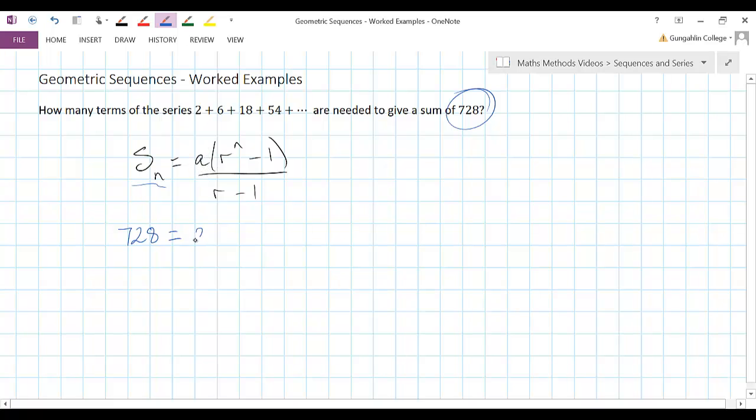A is the first term, that's going to be 2. The common ratio in this thing, if we divide any two subsequent terms, we'll see that the common ratio is 3.